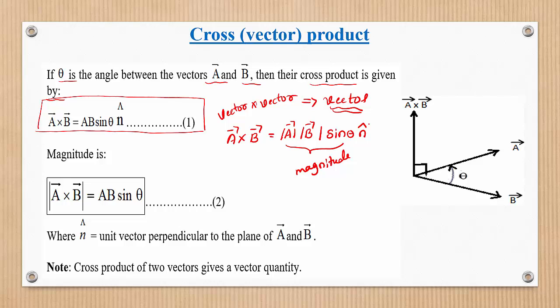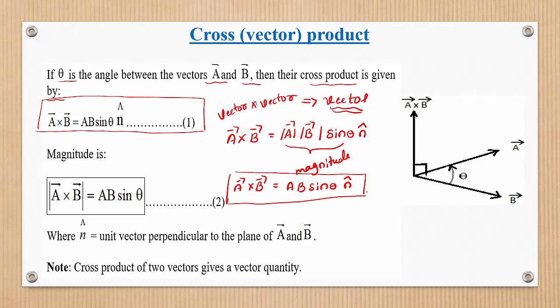Is it clear? Or this equation can be written as vector A cross vector B equal to mod of vector A, which is A, mod of vector B, which is B, magnitude AB sine theta into n cap. Or you can write this equation. Right? This is the final expression for cross product.